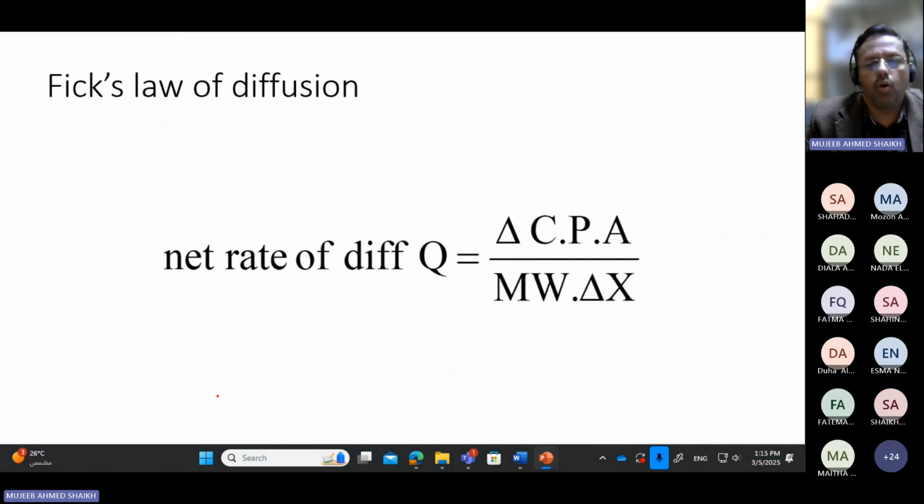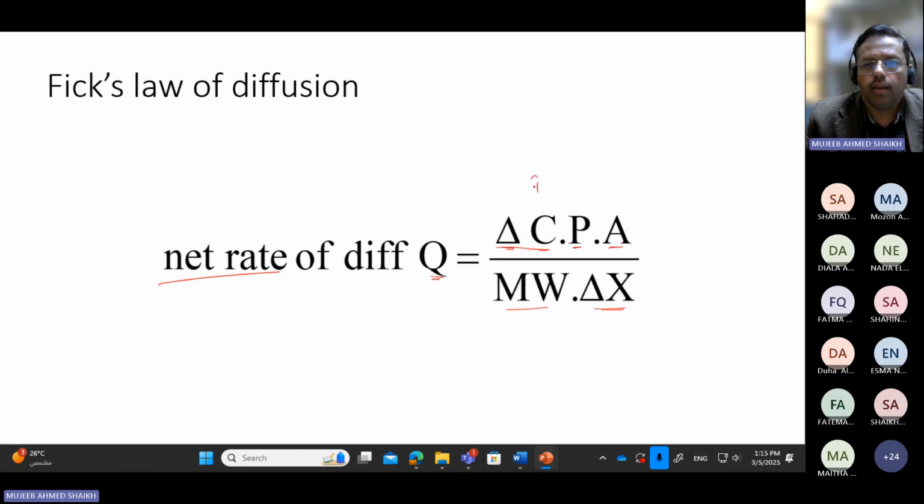So if you combine all of them into one equation, this is an equation that rate of diffusion of substance, or it is called as Q, is equal to delta C, that is concentration gradient, then permeability, and the surface area, divided by molecular weight and thickness of the membrane.